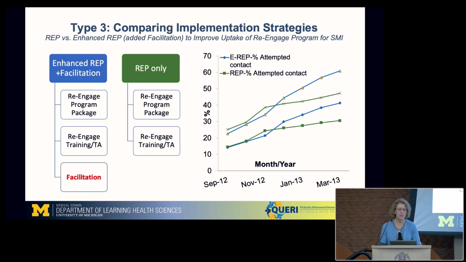And what we found in this particular example was that after about 6 months, as little as 6 months, there was actually marked improvement in the uptake of Reengage. And that was measured by the number of attempted and completed contacts the social workers made to the veterans, because the more facilitation you provided, those licensed clinical social workers were more likely to contact more veterans who were lost to care.